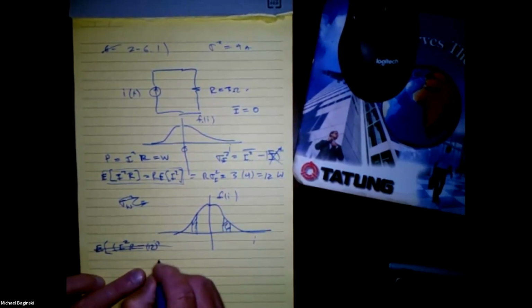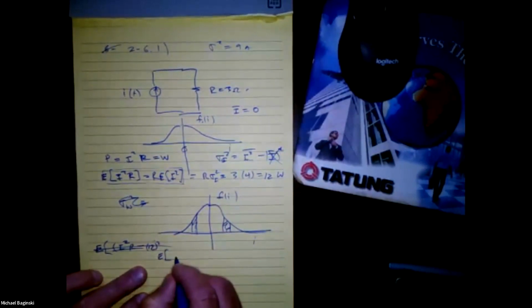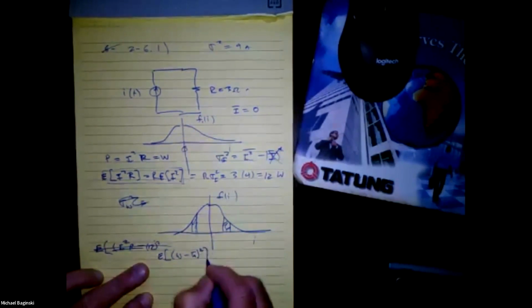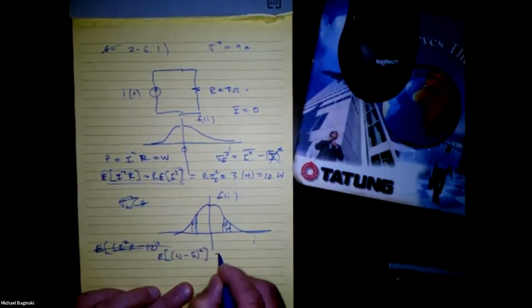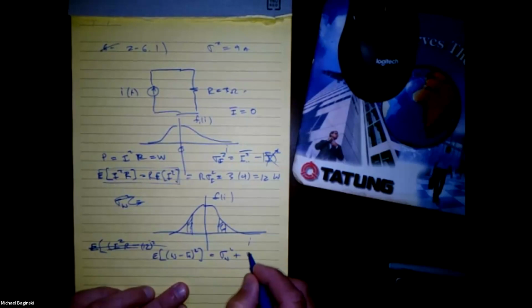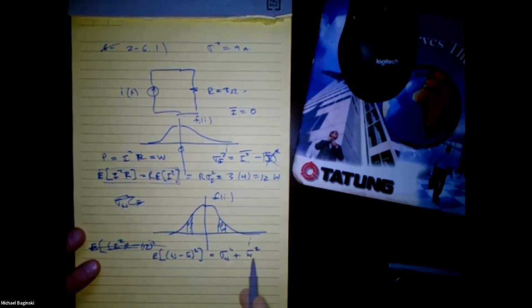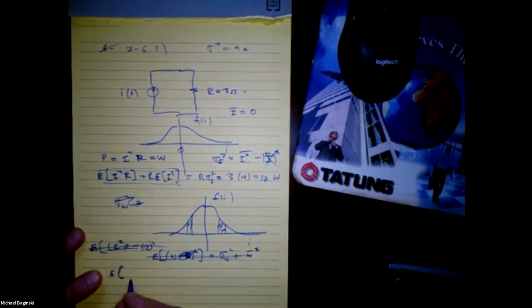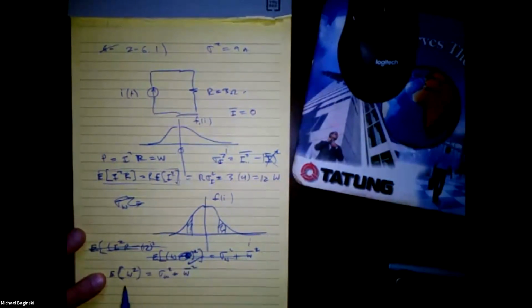It should be the expected value of, I'll just write it down this way, of W minus W bar squared. And that would be equal to sigma W squared plus the mean value squared. Oh, I'm sorry. Doing this wrong again. Let's try that again. The expected value of, we've got that one.